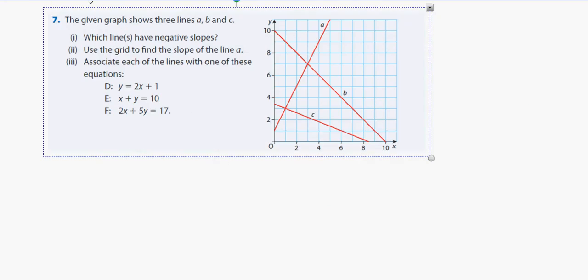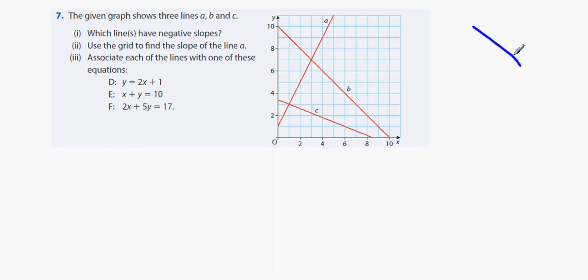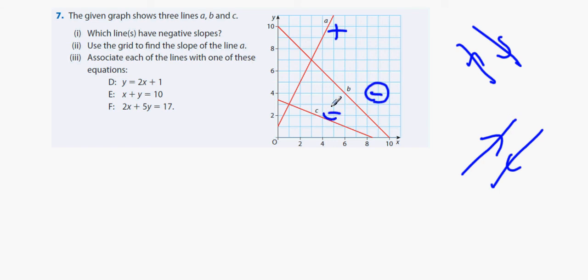Next one. The graph shows the lines A, B and C. Which lines have a negative slope? If they have a negative slope, they're usually going bottom right or top left. If they have a positive slope, they're going this way. So A is positive, B is negative, C is negative. So which lines have negative slopes? B and C.